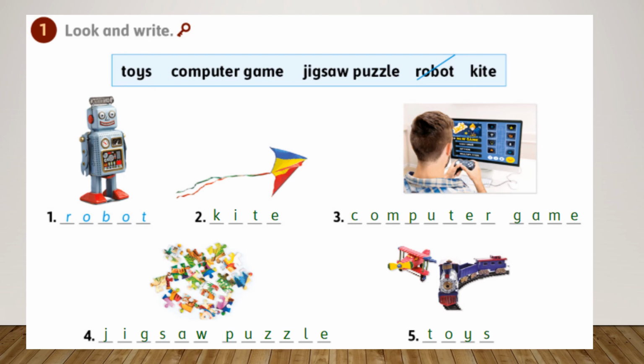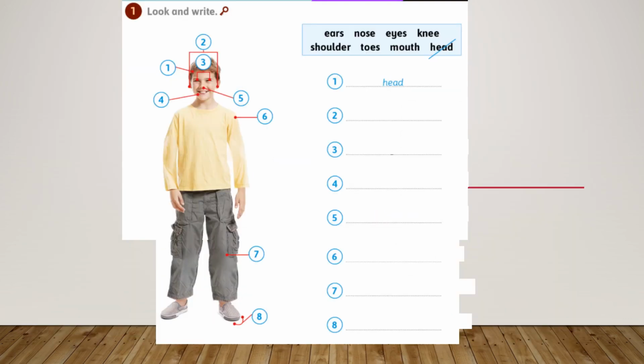Very good, gentlemen. And now let's move to the last exercise in this lesson, which is parts of the body. We have the names of the parts in the box. I'm going to read them. Try to repeat after me. Ears, nose, eyes, knee, shoulder, toes, mouth, head.